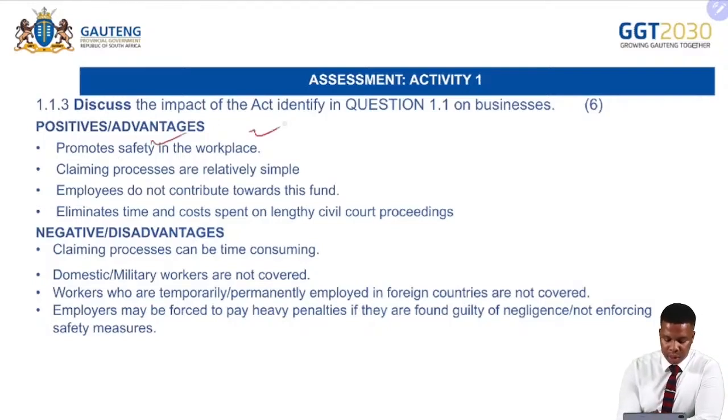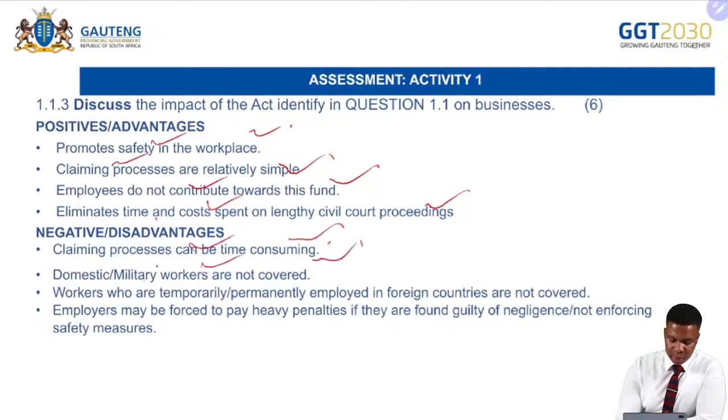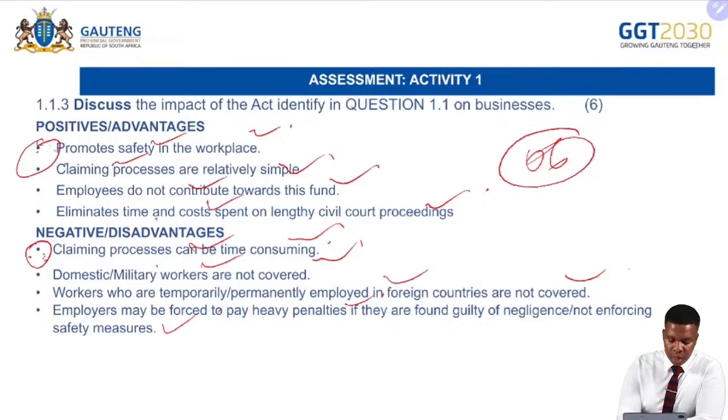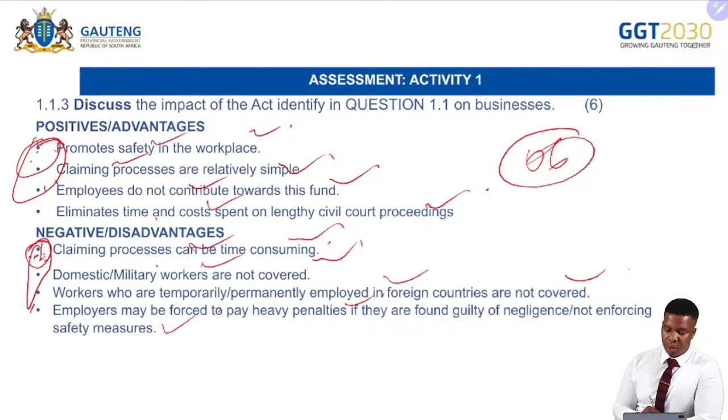So how do we mark that? It promotes safety. Claiming processes are relatively simple. Employees do not contribute towards the fund. It eliminates time or cost spent on lengthy civil proceedings. Claiming processes can be time consuming. Domestic or military workers are not covered. And then workers who are temporarily or permanently employed in foreign countries are not covered as well, and employees might pay heavy fines if they are negligent in their safety measures. So that is how to get your 6. And remember, for you to get your 6, you'd be expected maybe to mix between 2 positives and 1 negative, or provide positives only, or provide negatives only, or combine both. So you'd obtain your 6 marks that way.